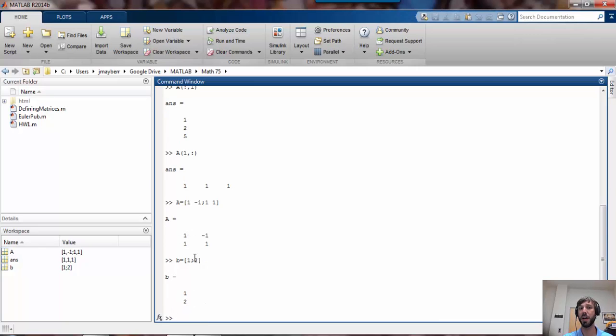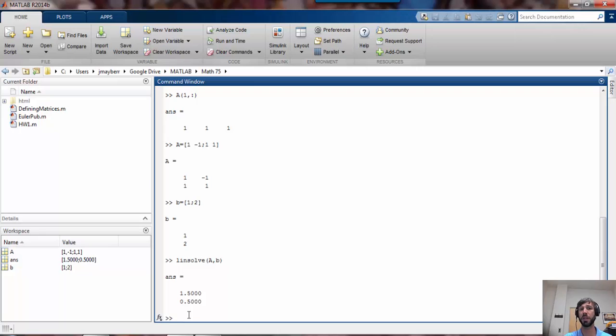So you can imagine by combining this A and B that the first equation would be x minus y equals 1, and x plus y equals 2. Then the linsolve command has the syntax coefficient matrix, comma, right-hand side of the equation. So in this case, the solution would be 1.5, 0.5.